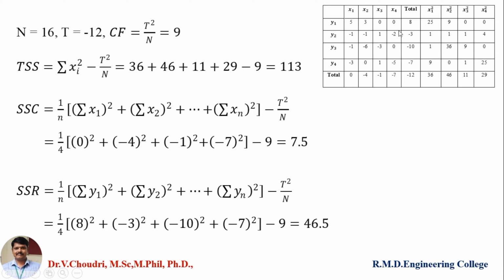These are the row values. If you had the original values, they would come to some three-digit numbers. After subtracting 20, it comes to a very simple number. Manually, we can calculate all these things. For that purpose only, we are subtracting 20. See the row values: 8, minus 3, minus 10, minus 7. What are the square values? 8 square, minus 3 square, minus 10 square, and minus 7 square, divided by n, minus the correction factor 9. What is the answer? 46.5.